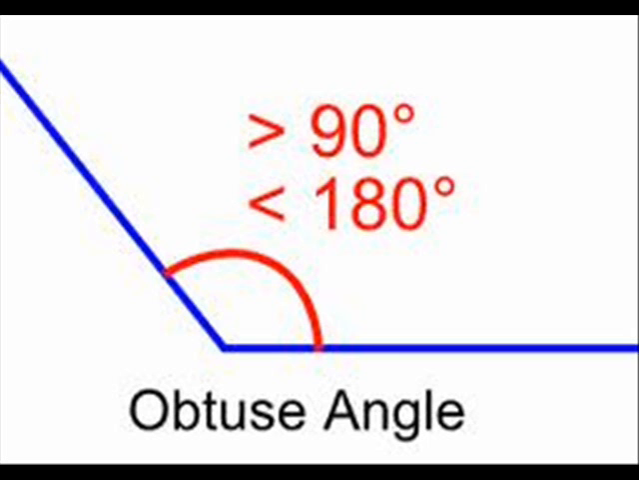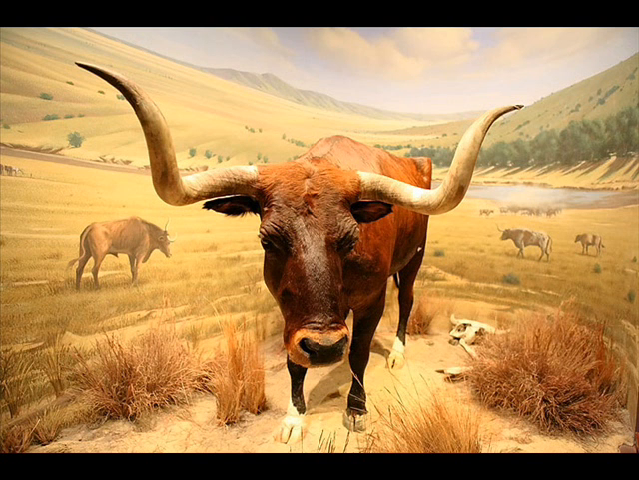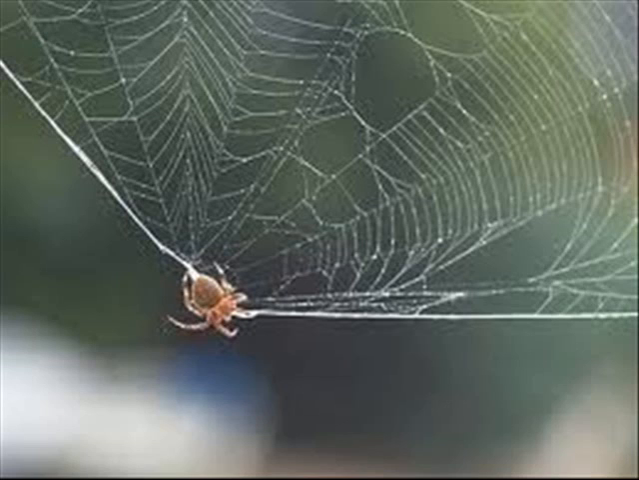The last type of angle is called an obtuse angle. It is greater than 90 degrees, but less than 180 degrees. Here, this bull has horns. The horns form greater than 90-degree angles, making it obtuse. Similarly, the spider web does the same thing. Greater than 90 degrees is obtuse.